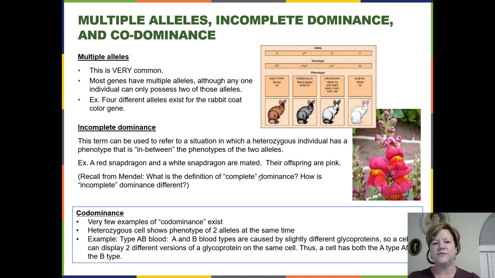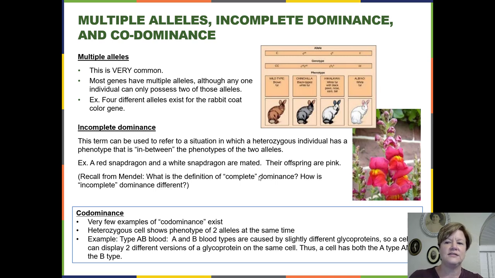A good example of this is always given in snapdragons, which are flowers, shown here on the far right. A snapdragon can be red, and it's the whole plant. A red-flowered plant, a white-flowered plant, or if you mate a homozygous red-flowered plant with a homozygous white-flowered plant, when you create the hybrid, the hybrids are not red, they're pink. So it's a distinct in-between red and white phenotype. We call that incomplete dominance.